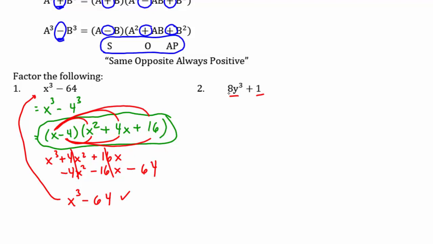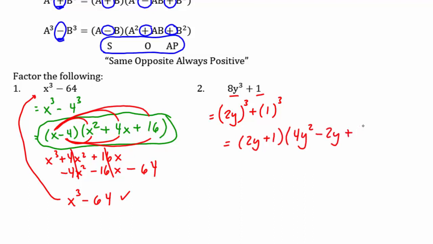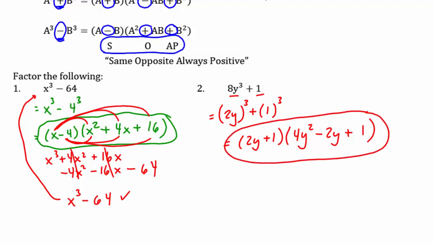8 is what? 2 times 2 times 2. That's 2 cubed. So this is the same as 2 times y, the quantity cubed. And isn't 1 times 1 times 1? So that's going to be 1 cubed. So when I factor this, first off, drop off these cubes. That's 2y plus 1. Square the first term. 2y times 2y is 4y squared. Multiply the two terms, that's 2y, and square the last term. 1 times 1 is 1. My signs, once again, same, opposite, always positive, and so this is my answer altogether.